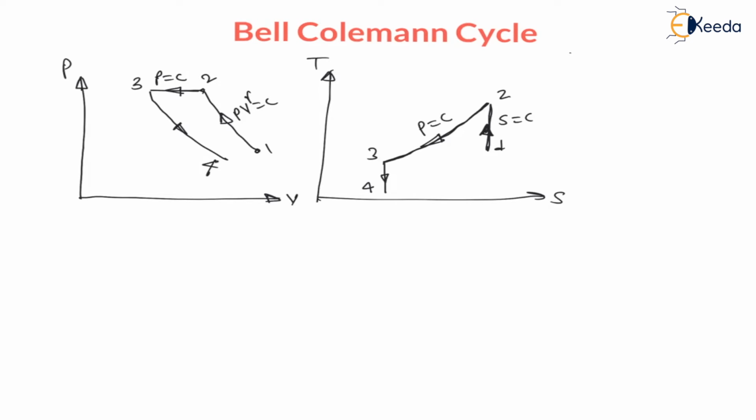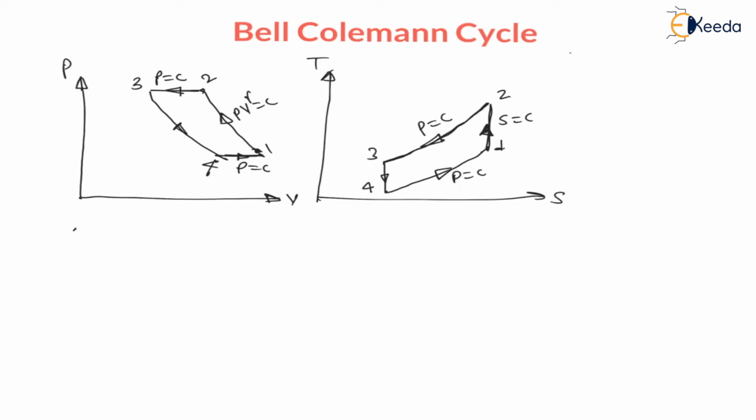Now, 4 to 1 is constant pressure heat absorption in the evaporator. Therefore, 4 to 1 there will be a constant pressure, which is the evaporator pressure or lower pressure. And here the 4 to 1 constant pressure lines are like this on the TS diagram.